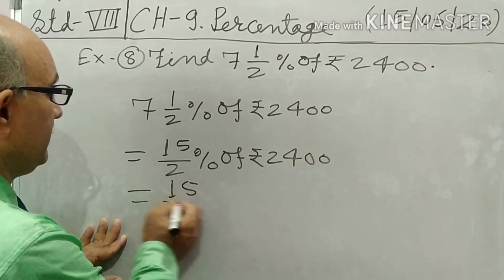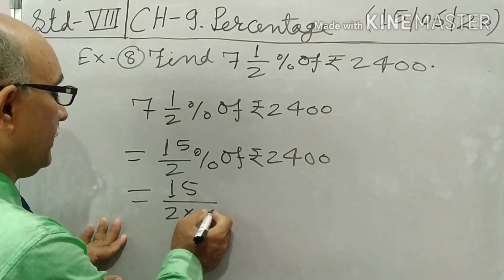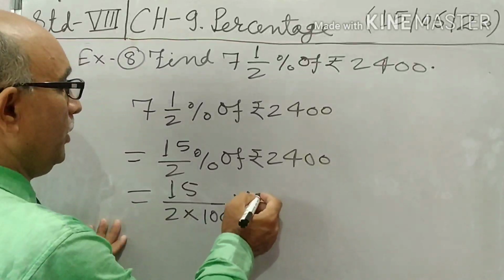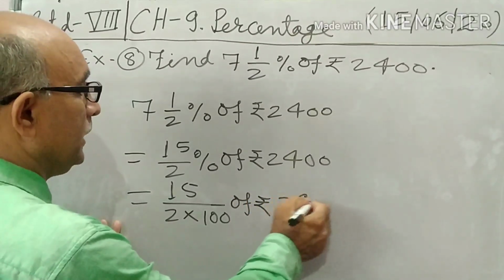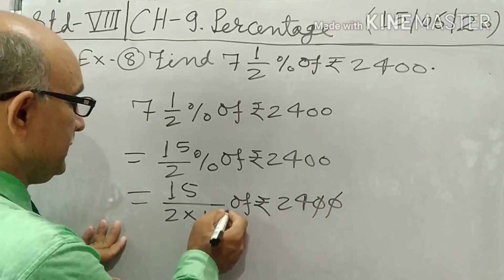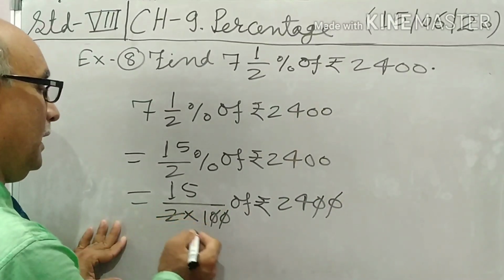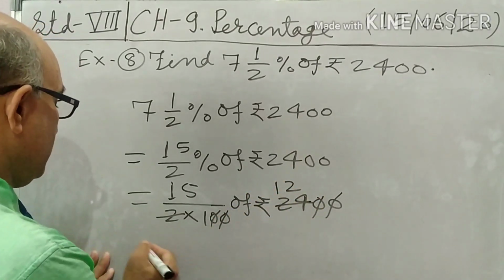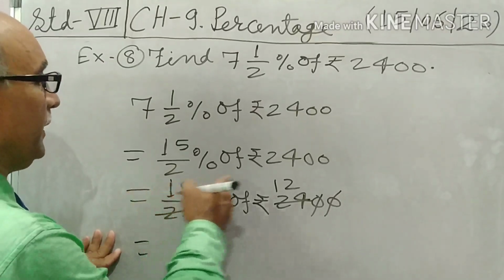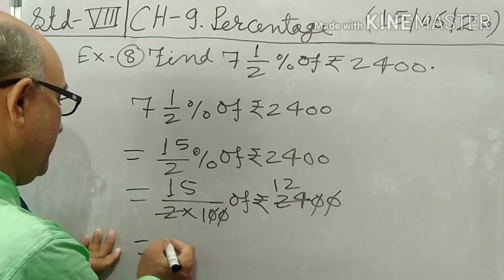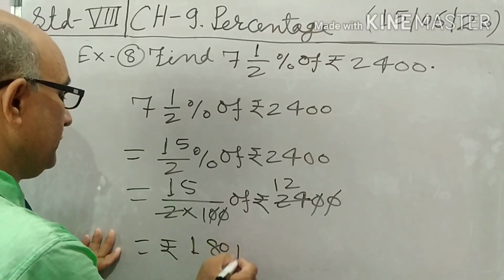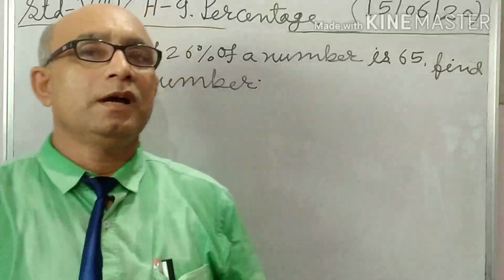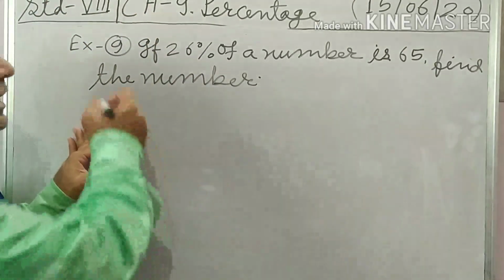So 15 by 2 into 100 of rupees 2,400. Double zero cancels with double zero. Now 12 twos, here multiply 15 into 12, equal to rupees 180. Answer. Write it.